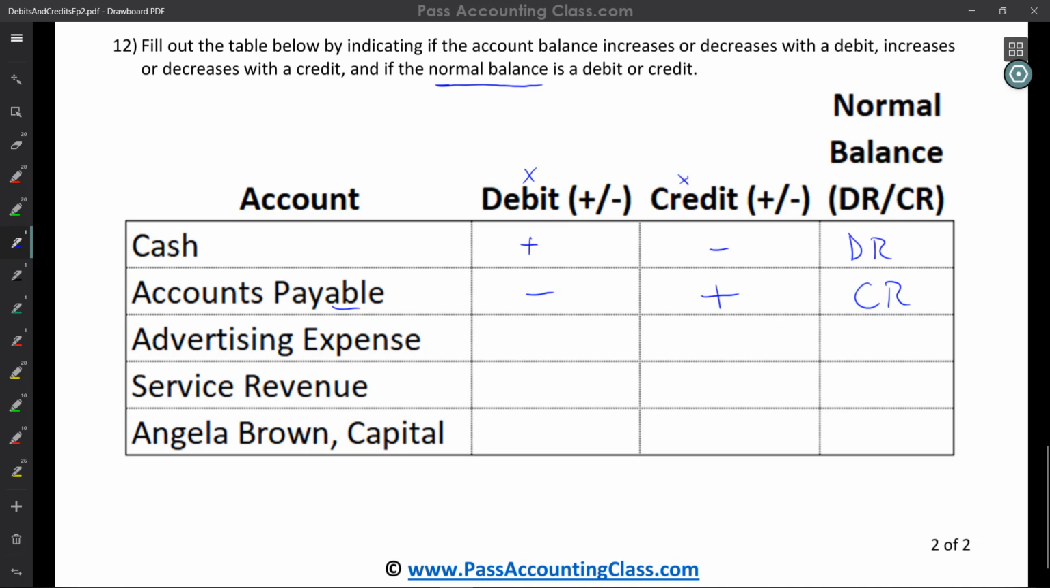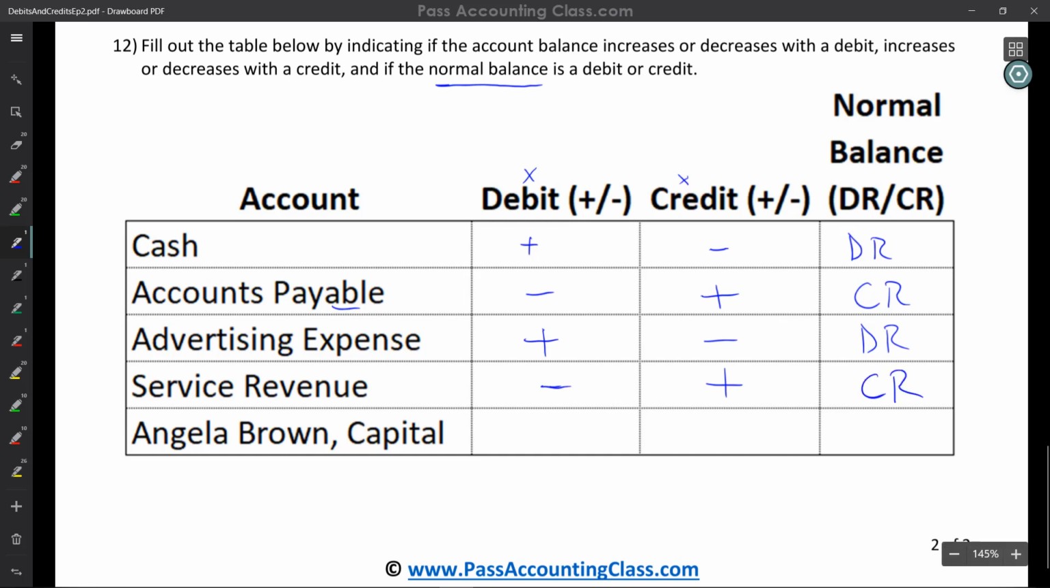Advertising expense, that's an expense account. The normal balance of an expense account is a debit. So we are going to increase the balance of an expense account by debiting it, which means we're going to decrease the balance by crediting it. And the normal balance here, as I stated, is a debit. Service revenue, that's a revenue account. We increase the balance by crediting it. So we're going to put a plus symbol here for the credit, which means we're going to decrease that balance by debiting it. So the normal balance then is a credit.